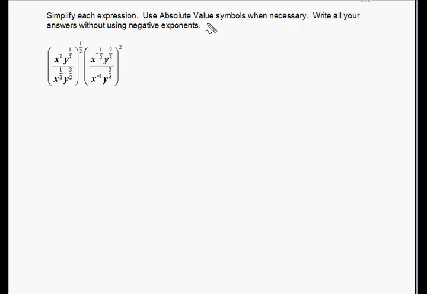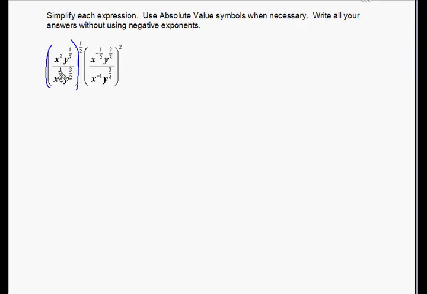Simplify each expression. Use absolute value symbols when necessary. Write all your answers without negative exponents. Our expressions are getting a little bit more complicated. We have outside exponents, but we also notice here that inside we have variables that are the same. So let's do inside parentheses according to the order of operations first and simplify this.